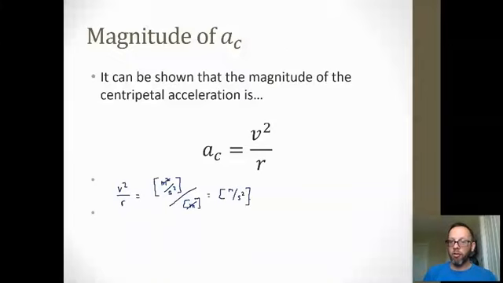So now we've actually quantified this. We've said, okay, acceleration is happening. We now know the direction: to the center of the circle, always towards the center. And we have the size of the centripetal acceleration. It's given by v squared over r. That's pretty cool.